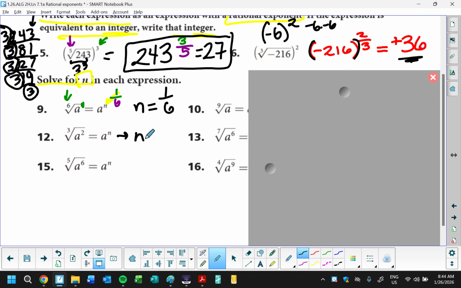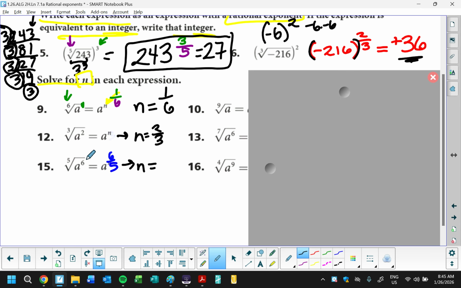In this case, numerator is 2, denominator is going to be the index. So the third root of a squared is the same as writing a to the 2/3 power, and we can do the same thing here. It is sometimes an improper fraction, which is perfectly okay.